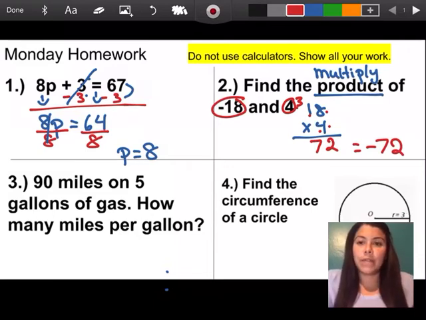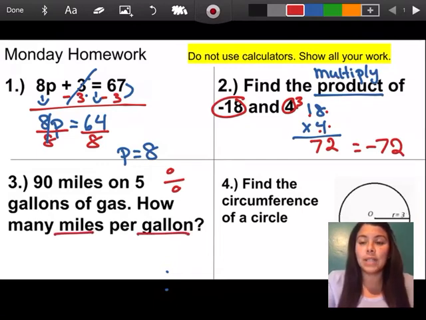Number 3, we have 90 miles on 5 gallons of gas. How many miles per gallon? Our keyword there is per. That means that we are doing unit rate. That means that we have to divide. If we look at our question, we have miles, then gallons. So we're going to set it up 90 divided by 5.